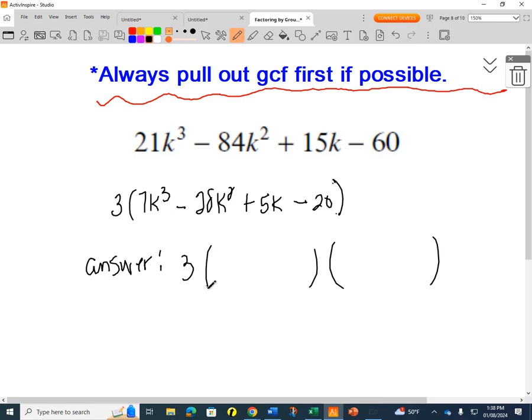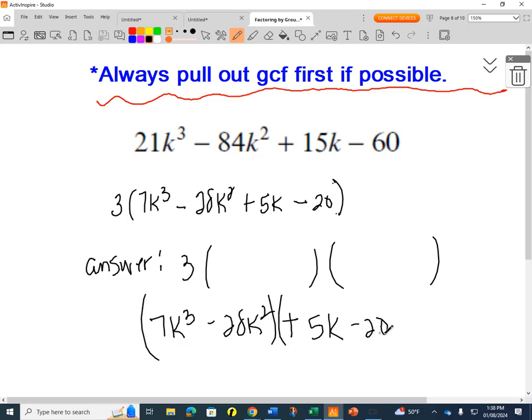I'm going to rewrite this one because that's a lot right there. I'm going to rewrite the 4-term part, because I'm not doing anything with the 3 anymore. It has to be part of my answer, but I'm done with it. So I'm going to rewrite 7k cubed minus 28k squared plus 5k minus 20. Now I'm going to group into 2 groups here. What do we do after we group it into 2 groups? What do your steps say to do, Tony?